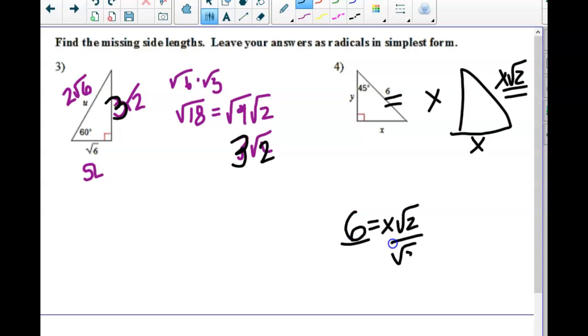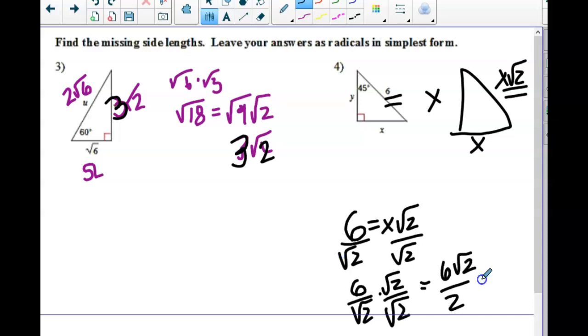If I divide both sides by square root of 2, I get 6 over square root of 2, which I have to rationalize. 6 square roots of 2 over 2 simplifies to what, guys? 3 square roots of 2. So each of these are 3 square roots of 2.